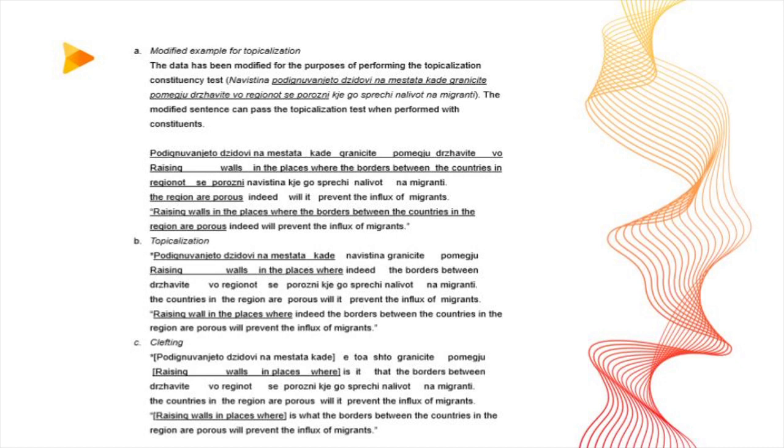And then we have clefting example to further confirm the non-constituency. Подигнувањето ѕидови на местата каде е тоа што границите помеѓу државите во регионот се порозни ќе го спречи наливот на мигранти, which translates into raising walls in places where is what the borders between the countries in the region are porous will prevent the influx of migrants.